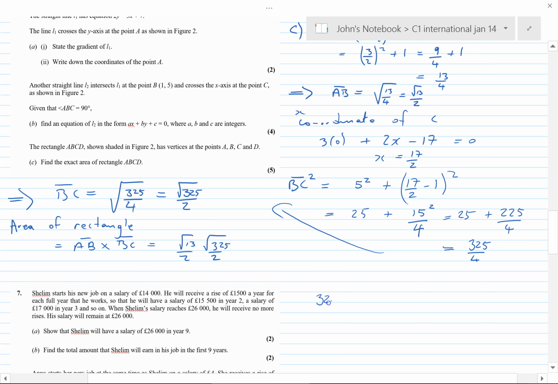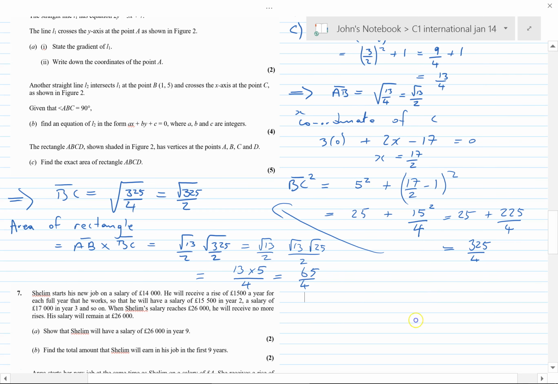Now, 325, you might not think is particularly promising, but we can see it's got a factor of 25. So if you divide that by 25, you can see that that's 13. So that should help us, because we have the square root of 13 over 2 times the square root of 13, the square root of 25, all over 2. And then the top, the square root of 13 times the square root of 13 is equal to 13. The square root of 25 is equal to 5, and that's over 4. So that makes it 65 over 4.